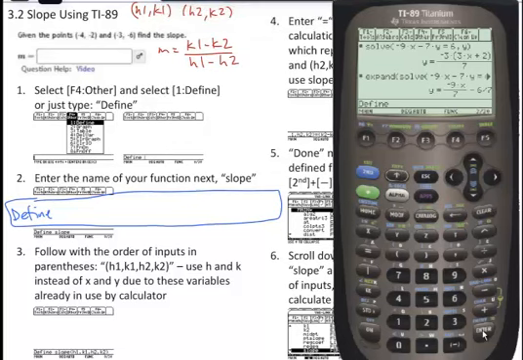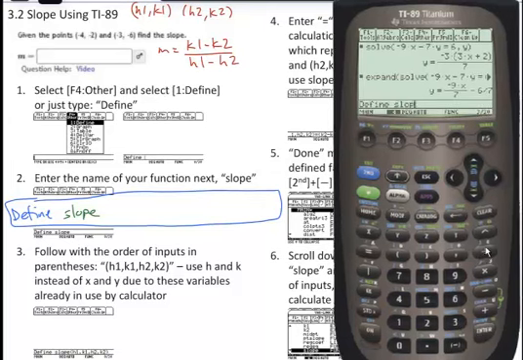Once you choose define, you type the name of whatever function you want to call it. I'm going to call this function slope. The name of your function should be descriptive, something you understand or remember. So I type in alpha lock and type in slope, and deselect the alpha key. So that's the second part. You use the define command, then you name it.